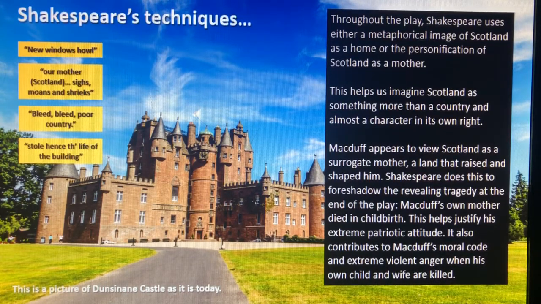Macduff appears to view Scotland as a surrogate mother, a land that raised and shaped him. Shakespeare does this to foreshadow the revealing tragedy at the end of the play. Macduff's own mother died in childbirth. This helps justify his extreme patriotic attitude. It also contributes to Macduff's moral code and extreme violent anger when his own child and wife are killed.